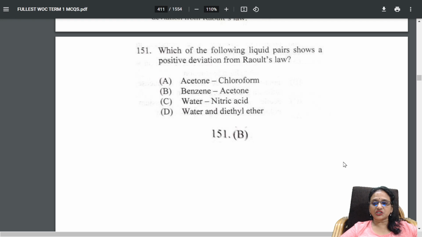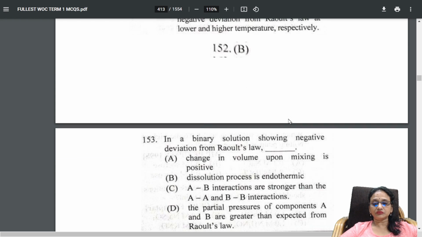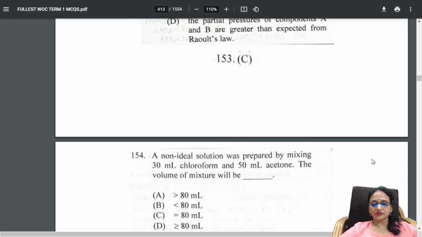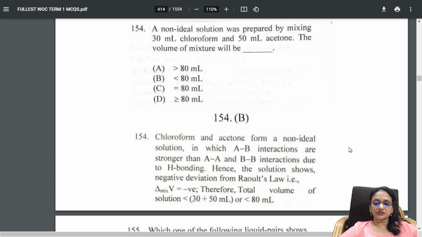Which of the following liquid pairs shows positive deviation? So please be careful with examples. Again, they will give you an example like this: a binary solution of ethanol and cyclohexane is an example of what? This is one more example. There is a sum given to you like this: an ideal solution is prepared by mixing 30 ml chloroform, 50 ml acetone, find the volume of the mixture. Very interesting question, students.